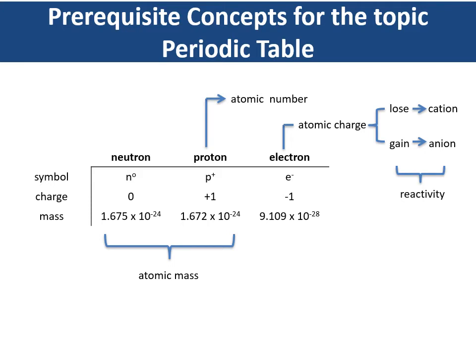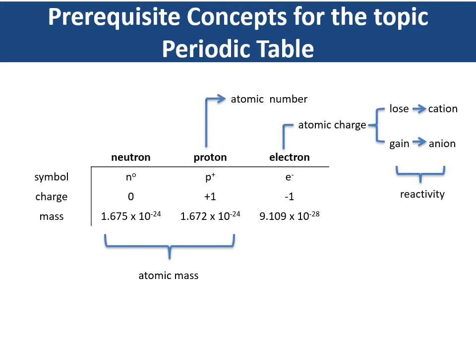For neutron, the mass of neutron is 675 times 10 raised to negative 24. That is the mass of neutron. So, medyo maliit. For protons, 1.672 times 10 raised to negative 24. And for electron, that will be 9.109 times 10 raised to negative 28. Okay. Those are the atomic mass of the 3 subatomic particles.